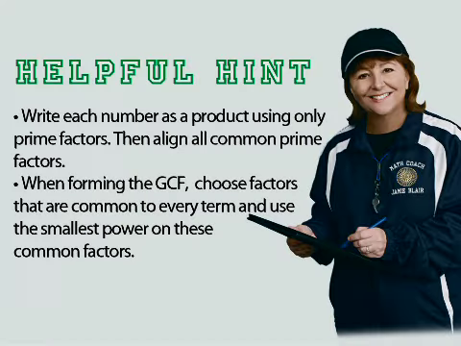In this session, we're going to see how to factor out the greatest common factor. Now let's read our helpful hint. Write each number as a product using only prime factors. Then align all common prime factors.